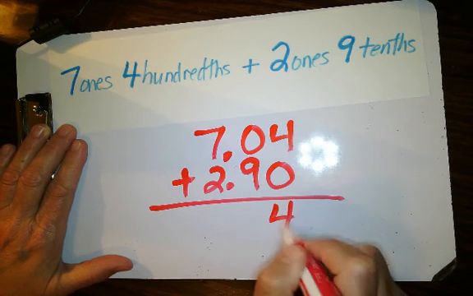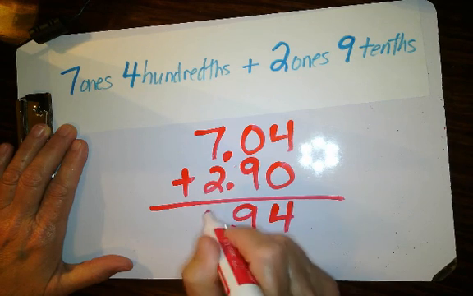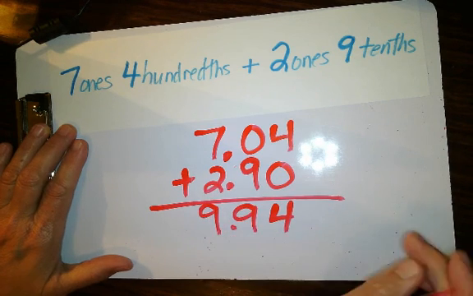4 plus 0 is 4. 0 plus 9 is 9. 7 plus 2 is 9.